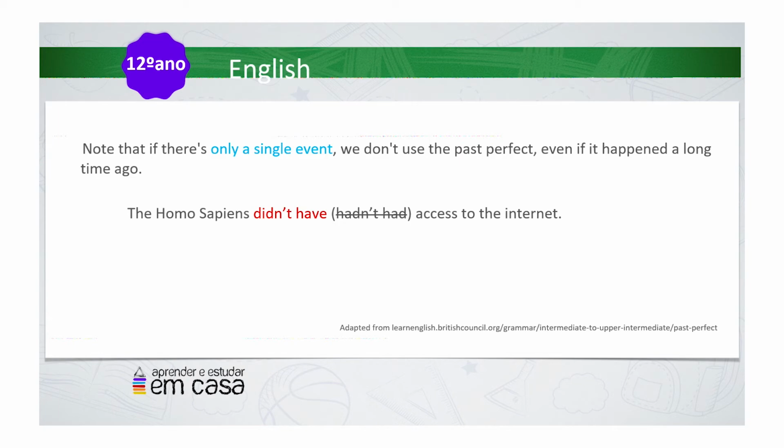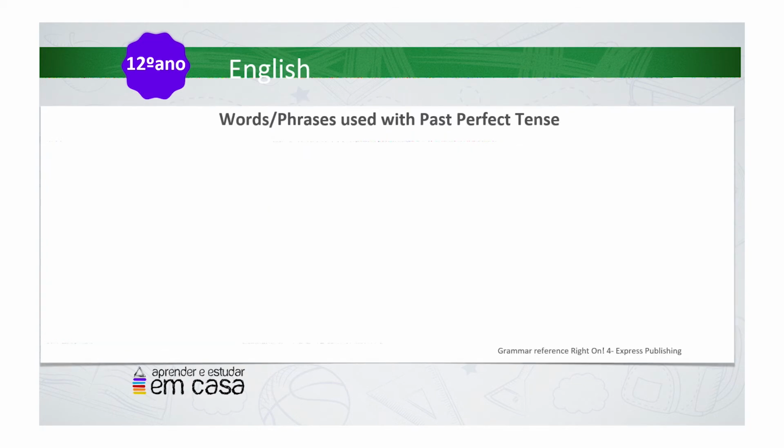Are we good? So, there are a few words, like we have seen always, that we use with present or past perfect. So let's see the words, okay? There are a few words or phrases that we use with past perfect. So the words are before, after, already, just, for, since, till or until, by the time, and never. These are the words that we use with the past perfect.